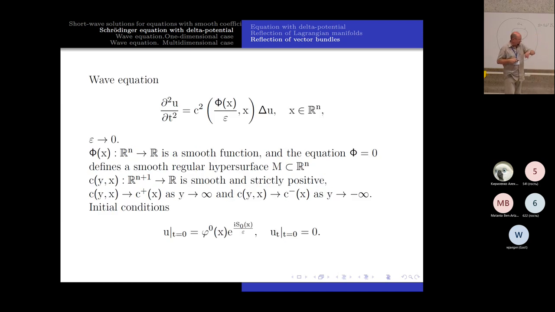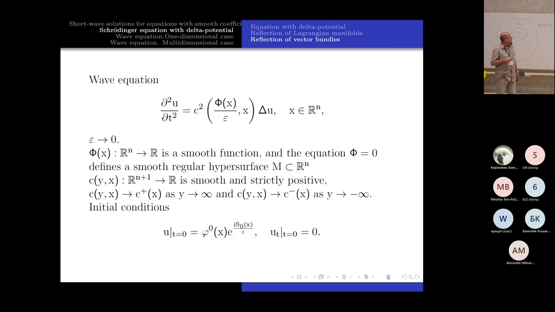And now I will speak about the second example. The second example is the wave equation. I suppose that the velocity in this wave equation singularly depends on the small parameter epsilon. It depends on the variable phi of x divided by epsilon, where phi is a smooth scalar-valued function. I will suppose that the equation phi equals zero defines a smooth regular hypersurface in n-dimensional space.